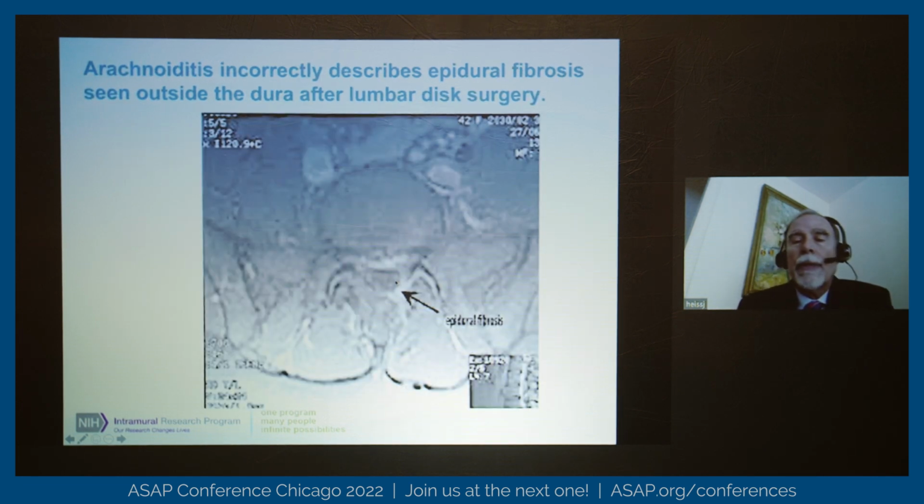Now, there's a term in the literature, arachnoiditis. Everybody who's had lumbar back surgery and has low back pain says they have arachnoiditis. So that's an incorrect use of the term, but we really can't get away from it. And so people will say, well, I have arachnoiditis, but that's just scarring outside the dura. That is not scarring inside the dura that I'm talking about today.